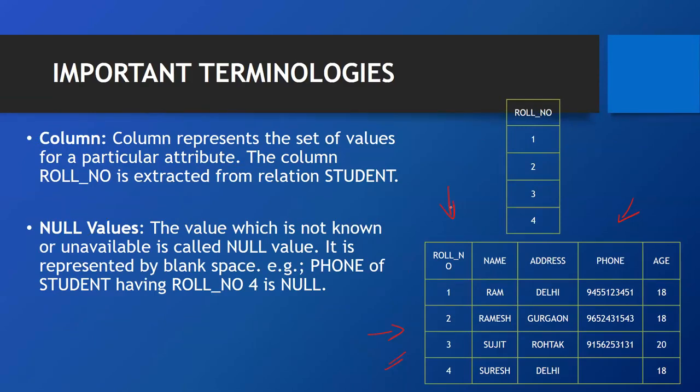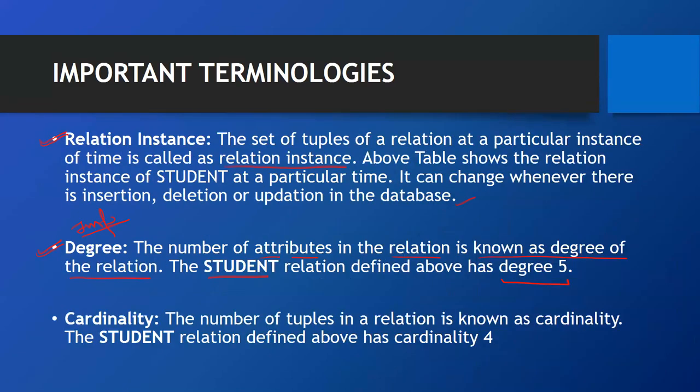We have a relation, they will show you an example something like this, and they will ask you what is the degree of the following relation. So the number of attributes: 1, 2, 3, 4, and 5. We have 5 columns, so the degree is 5, guys. So they can ask you something like this.